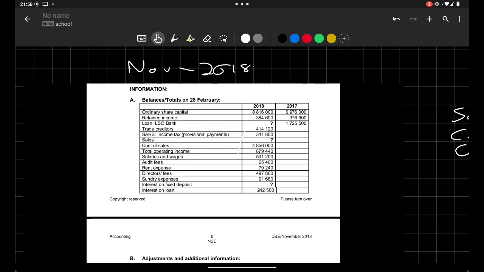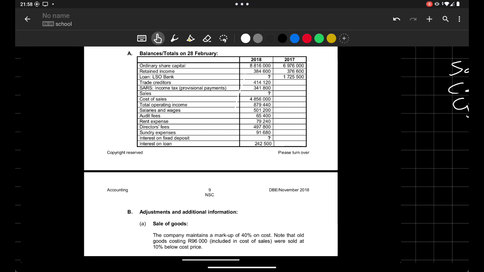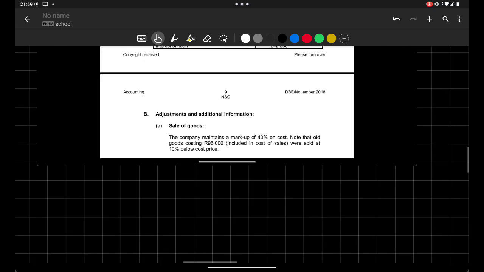Trust me, whatever level you're on now, if you understand this now, you don't need to learn it again when you get to grade 12. When you get there, you master it and answer such questions in a matter of minutes. So we have our information here. Sale of goods. The company maintains a markup of 40% on cost. Note that old goods costing 96,000 included in cost of sales were sold at 10% below cost price. Now, please note that questions like this do not come up a lot.